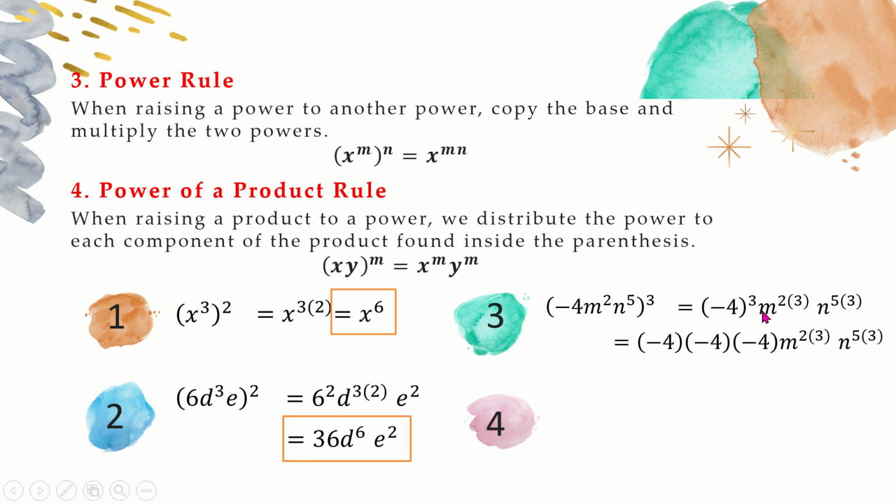So, the cube of negative 4 means multiplying negative 4 by itself: negative 4 times negative 4 times negative 4. Then, for m, it becomes 2 times 3. For n, it becomes 5 times 3. Now let's get the final answer. What will be the final answer? Negative 4 times negative 4. Negative times negative is positive 16. Positive 16 times negative 4 would be negative 64.